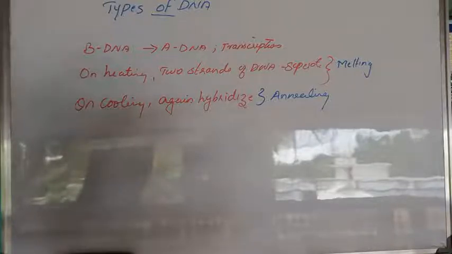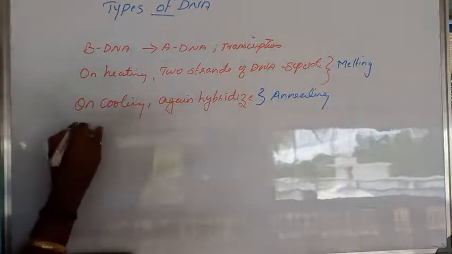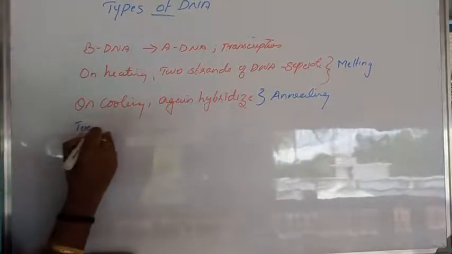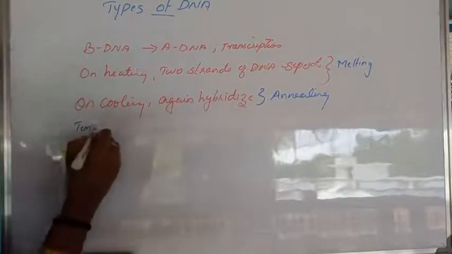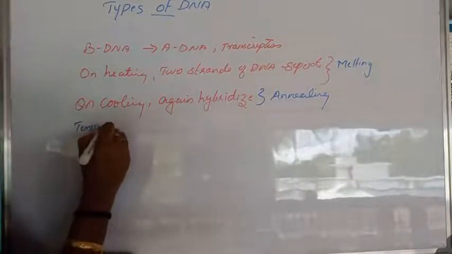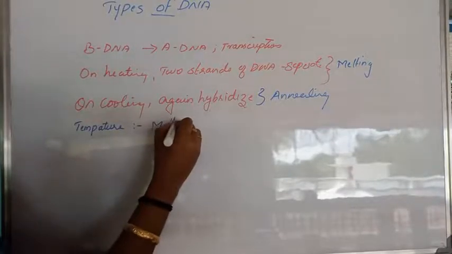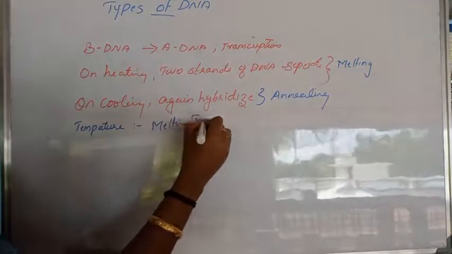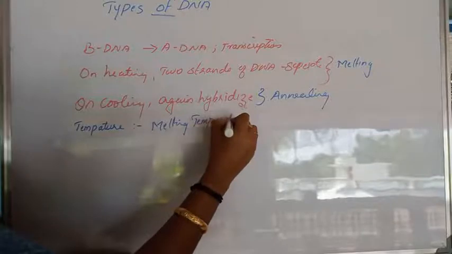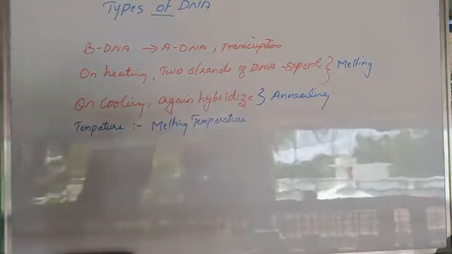Then the temperature at which the two strands separate completely is called the melting temperature. So the temperature at which the two strands of a DNA separate completely is called the melting temperature.